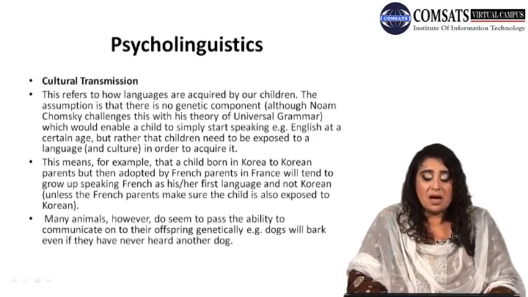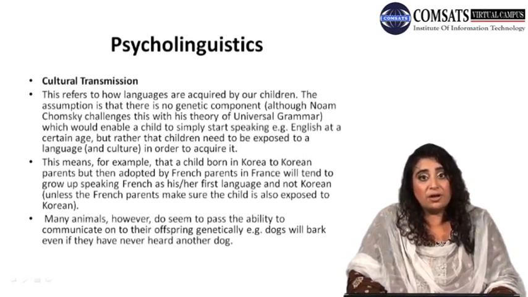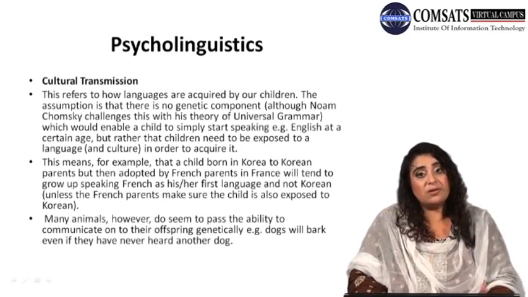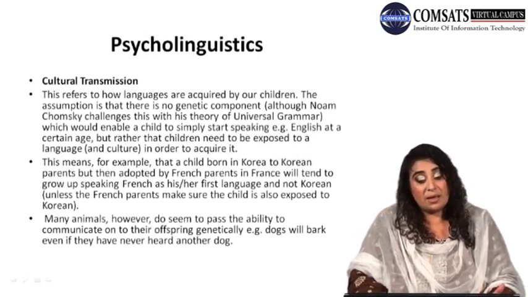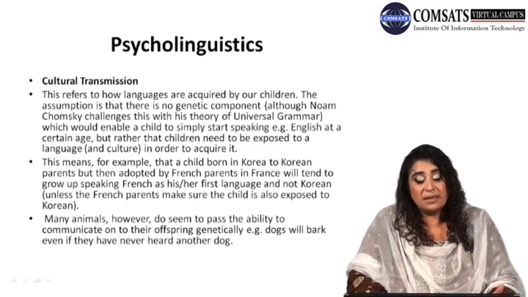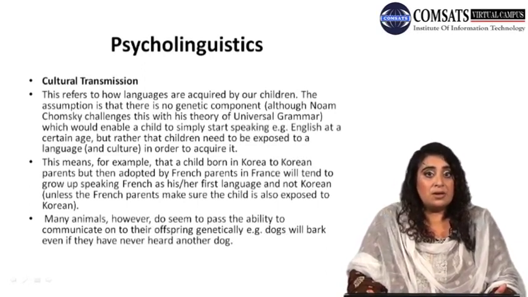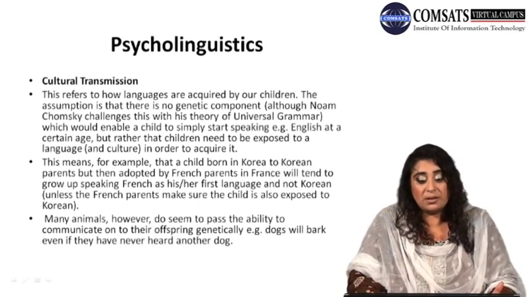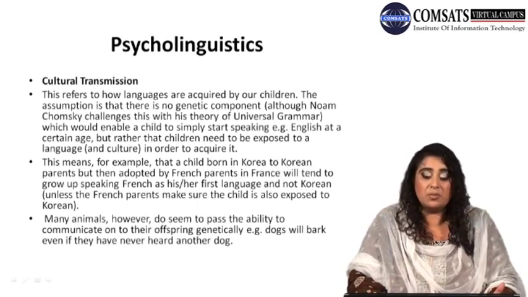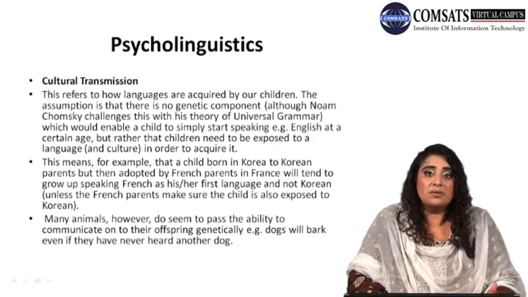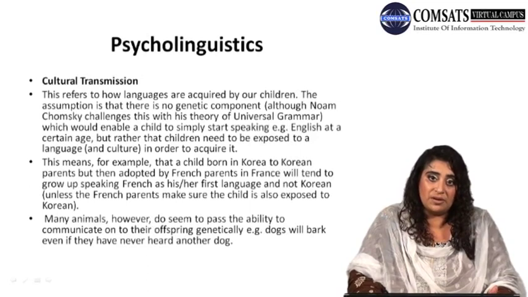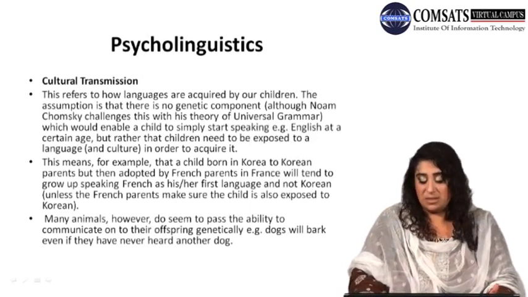Now, many animals, however, do seem to pass the ability to communicate on to their offspring genetically. Dogs will bark even if they have never heard another dog. So animals are a little different from human beings. Animals can transfer that ability genetically. A dog is destined to bark, and even if a puppy is born, it will start barking from the start. But a child born cannot start speaking from the start. So humans are different from animals in that way.